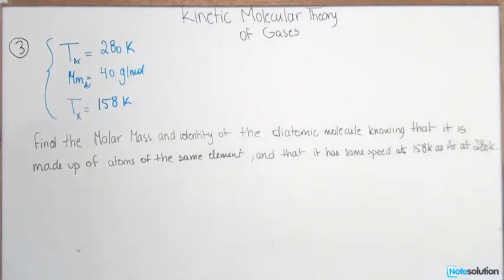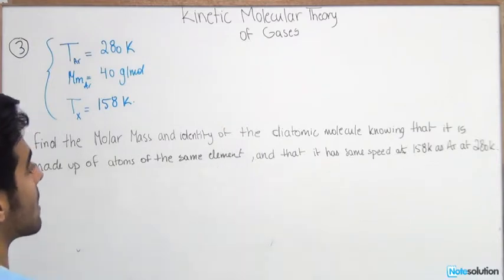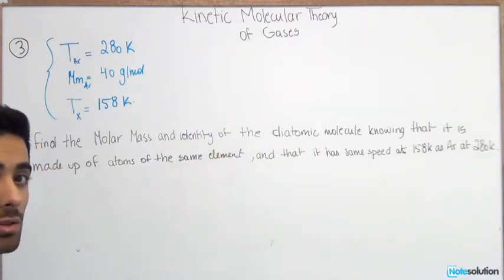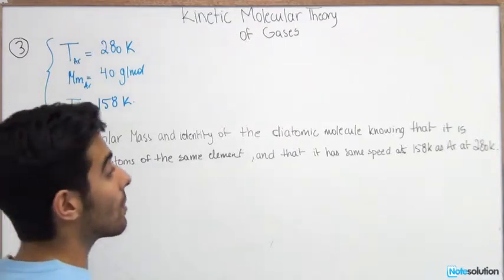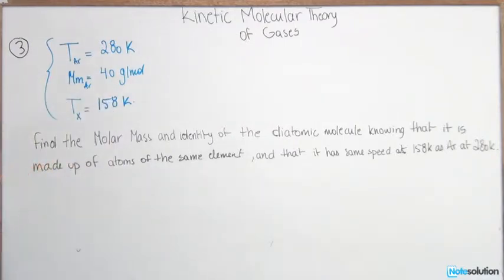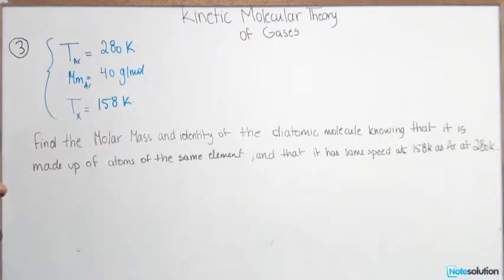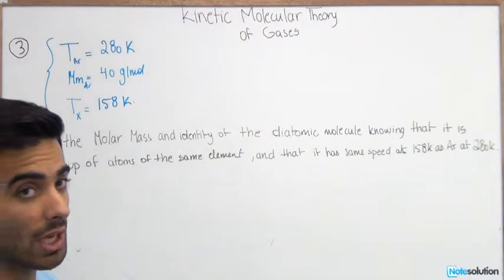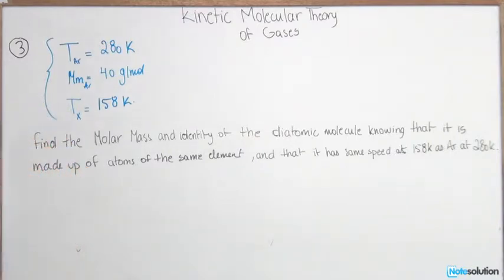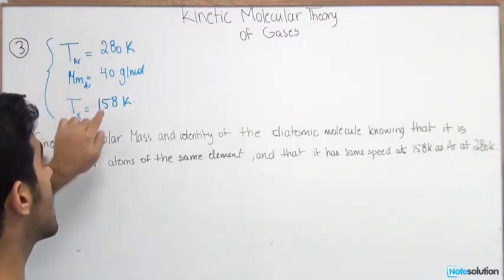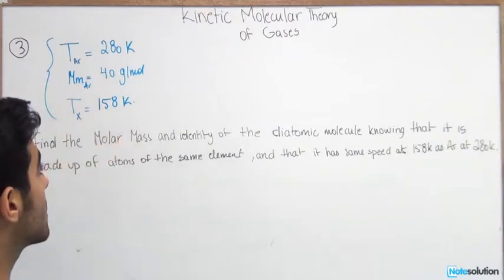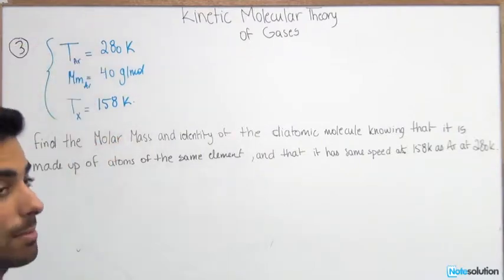So diatomic means made up of two atoms, either the same atom or different. In this case, the diatomic molecule that we're trying to find out is made up of the same element. So knowing that it is made up of atoms of the same element and that it has the same speed at 158 Kelvin as argon has at 280 Kelvin. So the speed that the unknown molecule has at this temperature is equal to the same speed that argon has at this temperature.